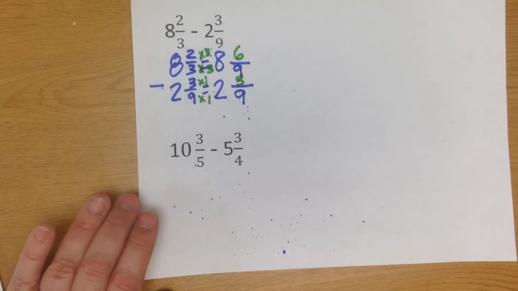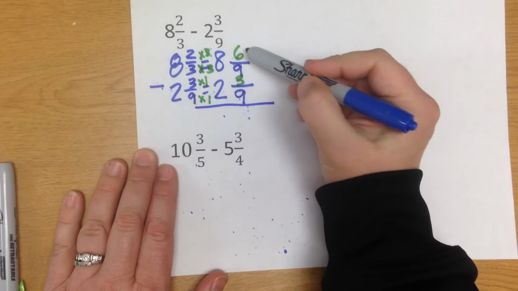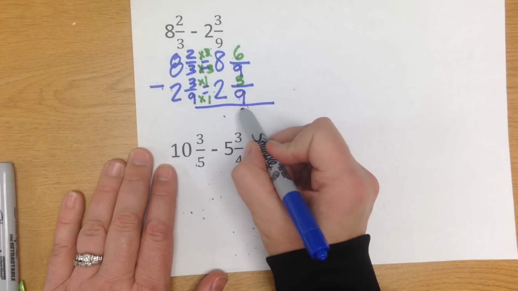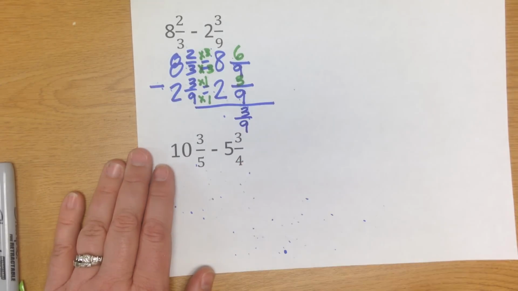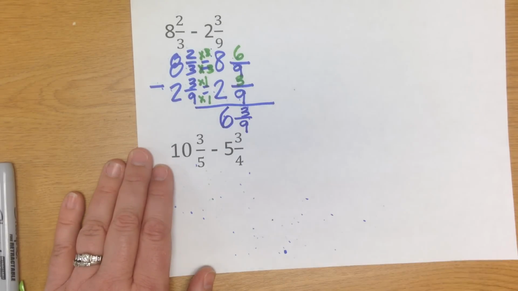Again, equivalent mixed numbers. Now, you can't forget this is a subtraction problem. So instead of adding the numerators like we did before, we're going to subtract. 6 minus 3 is 3. Copy the 9. 3/9 is the fractional answer. 8 minus 2 is 6. So my answer is 6 3/9.